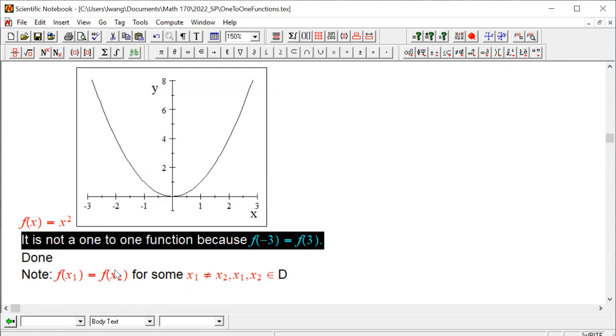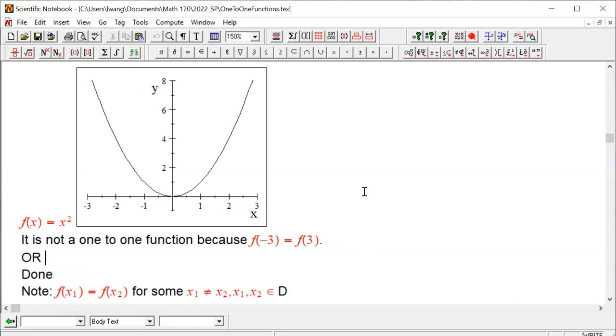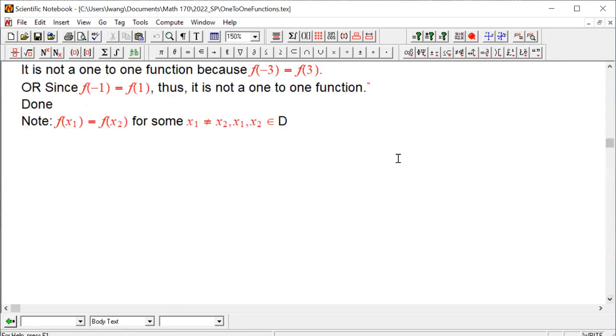Of course, you have many, many examples. You can also change the structure of the sentence. Or you can also say since: since f of -1 is equal to f of 1. You can use different examples. If you want, you can use fractions, decimals. Since this is true, thus it is not a one-to-one function. You see, that's how we can express it.